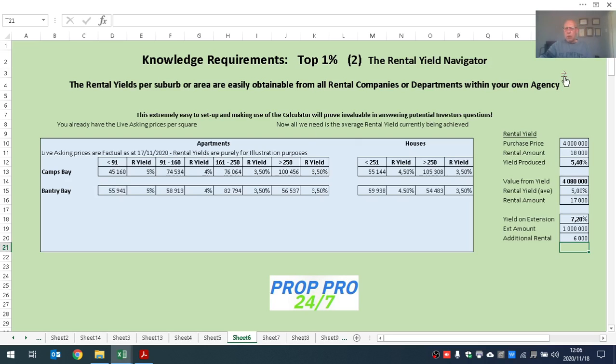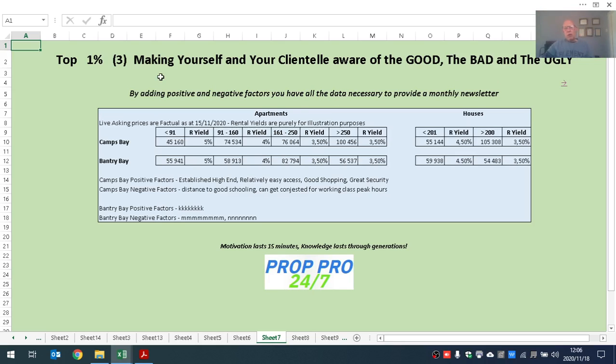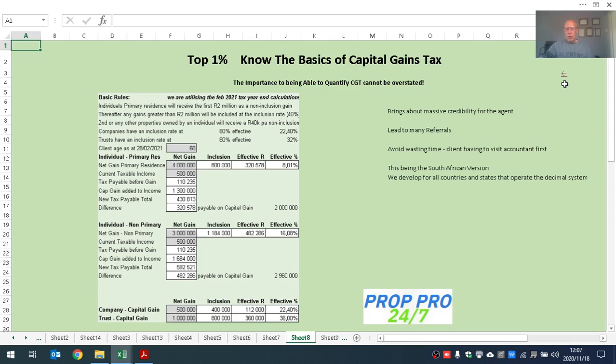And we will move you to point number 3, making yourself and your clientele aware of the good, the bad, and the ugly of each area. By adding positive and negative factors, you will have all the data necessary to provide a monthly newsletter. Now, it's easy to establish. You use your EQ, you establish the positive factors and the negative factors of each area. Why we say negative factors as well is because a negative factor of one area could be a positive for another suburb, so you can easily slide your clientele between them. Now, this data sheet alone will move you into top 1.5% of knowledge persons per suburb in your area.